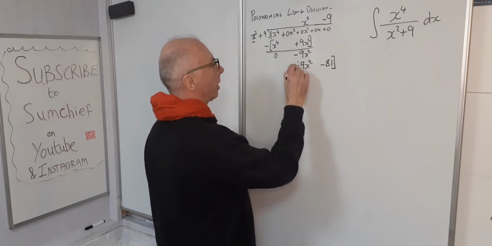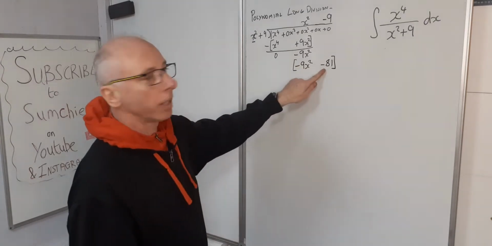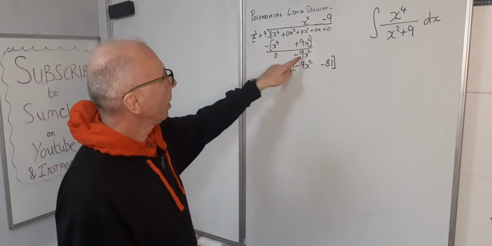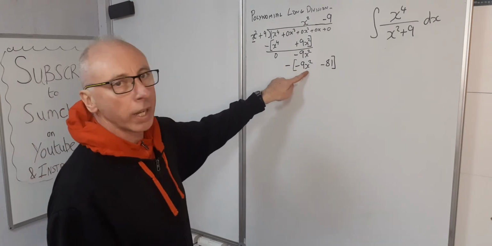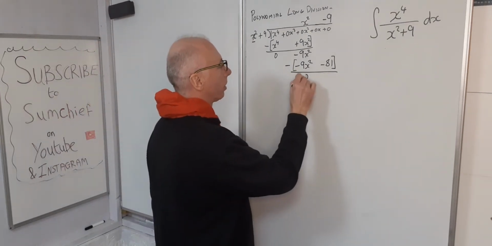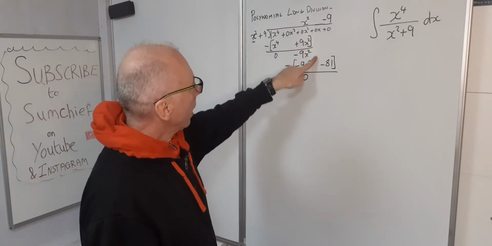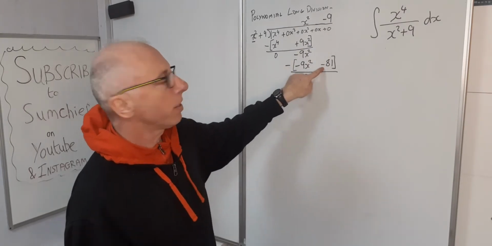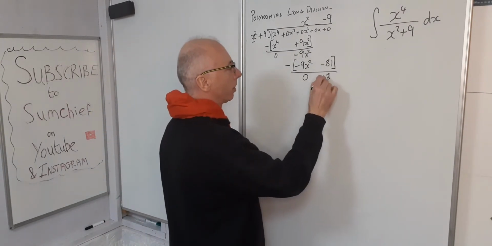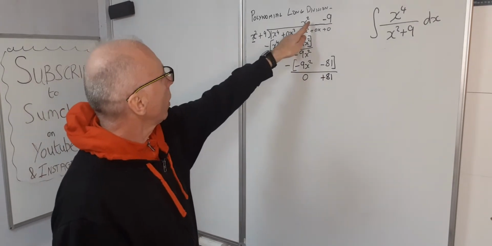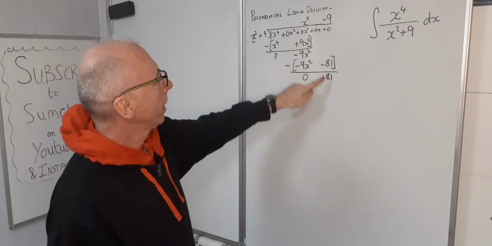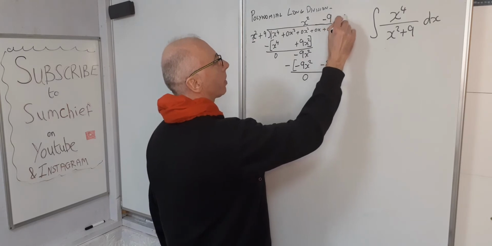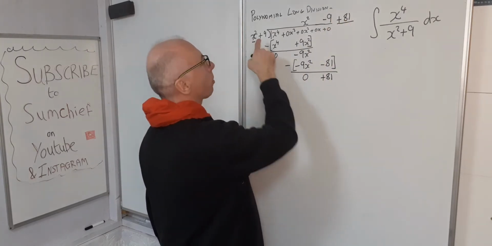So same again, same as we did here. Put this in brackets, don't forget the minus sign still in the brackets. And as we did before, subtract. So minus 9x² minus minus 9x², that will give us 0. 0, x, we could bring this all the way down. 0, nothing to write. 0 minus minus 81 gives us positive 81. Okay, so what we've got so far is x² minus 9, and this here is our remainder. So what we can write is, here is plus 81 over x²+9.